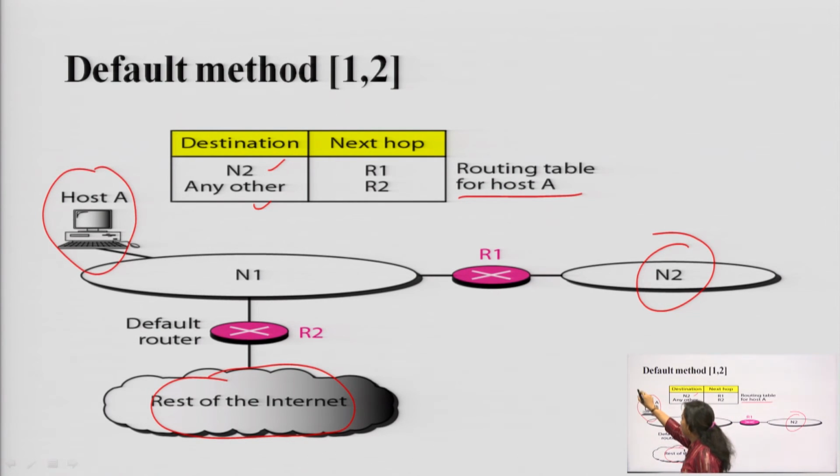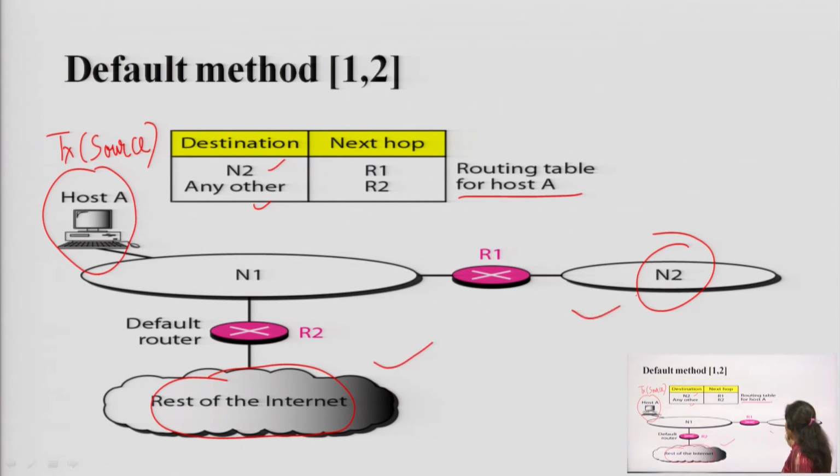So, this is the transmitter, or the source, and these two are the destinations. This one is the destination, this one is the destination. So, the data will be transferred either to this side or to this side. The destination will be N2, and the next hop will be R1. If I want to reach any other destination, then the next hop will be R2.